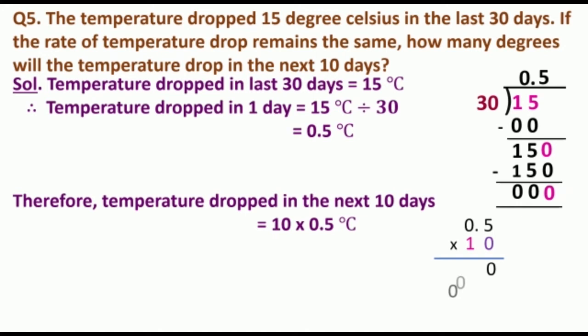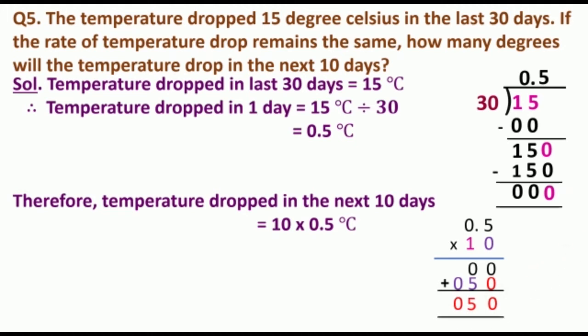Okay. So 0 into 5 will be 0 and 0 into 0 will be 0. Now we will multiply this 1 by 0.5. Okay. So we will put 10. Now 1 five is 5 and 1 zero is 0. Okay. Now we will add all these numbers. So we will get 0 plus 0 will be 0. 0 plus 5 will be 5 and 0.